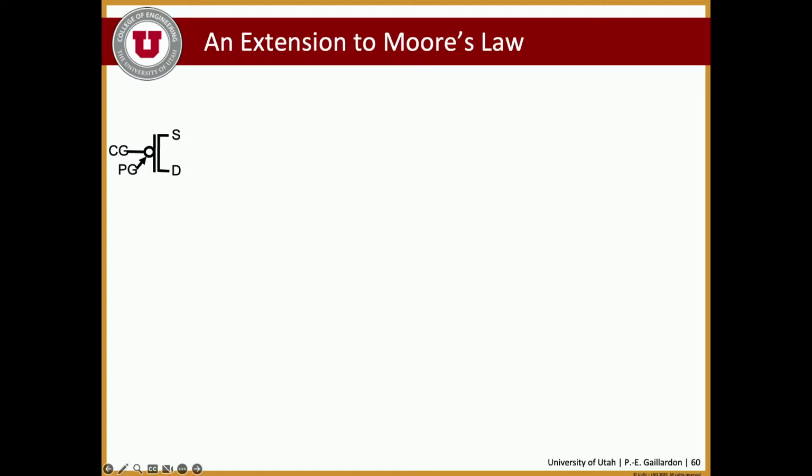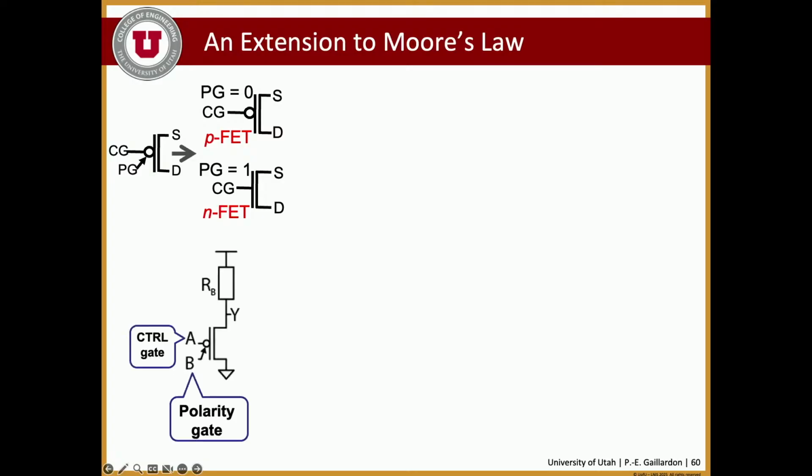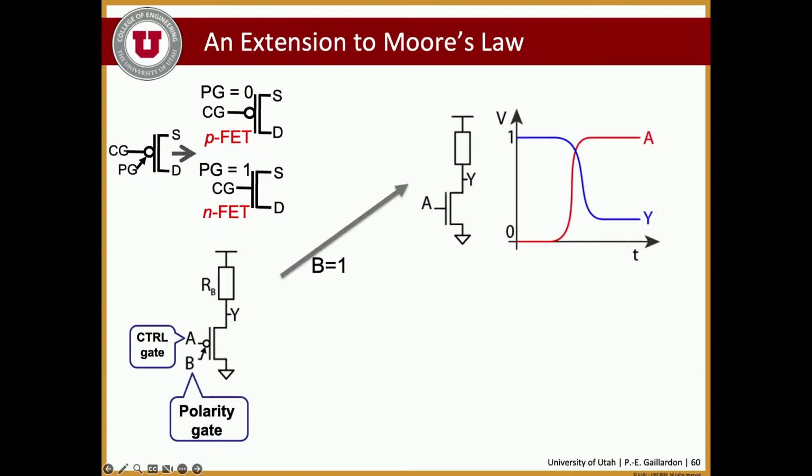Now, if we just look at our device, we have the control gate and the polarity gate, and as I told you, if PG is equal to 0, we have a p-type device. If PG is equal to 1, we have an n-type device. So now let's try to make a circuit out of that. We'll start by making a very simple and stupid circuit, just putting a pull-up resistor on top of that device, and we're going to put two logic signals on both gates, A and B, on the control gate and polarity gate. If B on the polarity gate is equal to 1, that device will be an n-type, and it will act as an inverter.